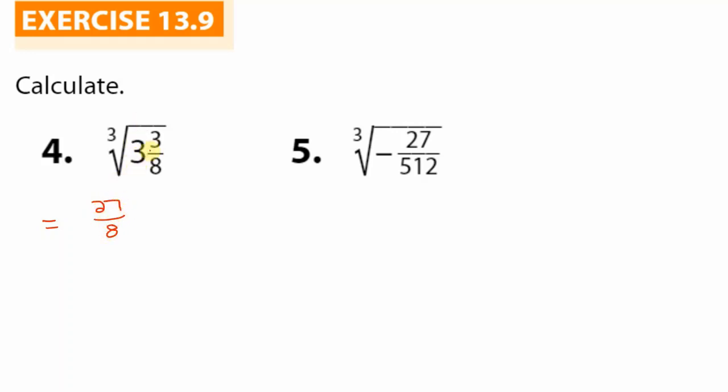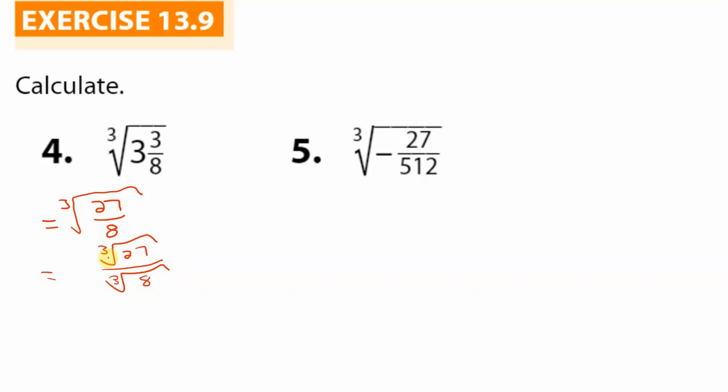After we have done a few of these, you don't necessarily have to put the whole step explicitly. You get to a stage where you can skip that step. You do it mentally in your mind. So we have now the cube root. And just as we did with normal square roots, with cube roots we can also split or separate. So we can say it's the cube root of 27 over the cube root of 8.